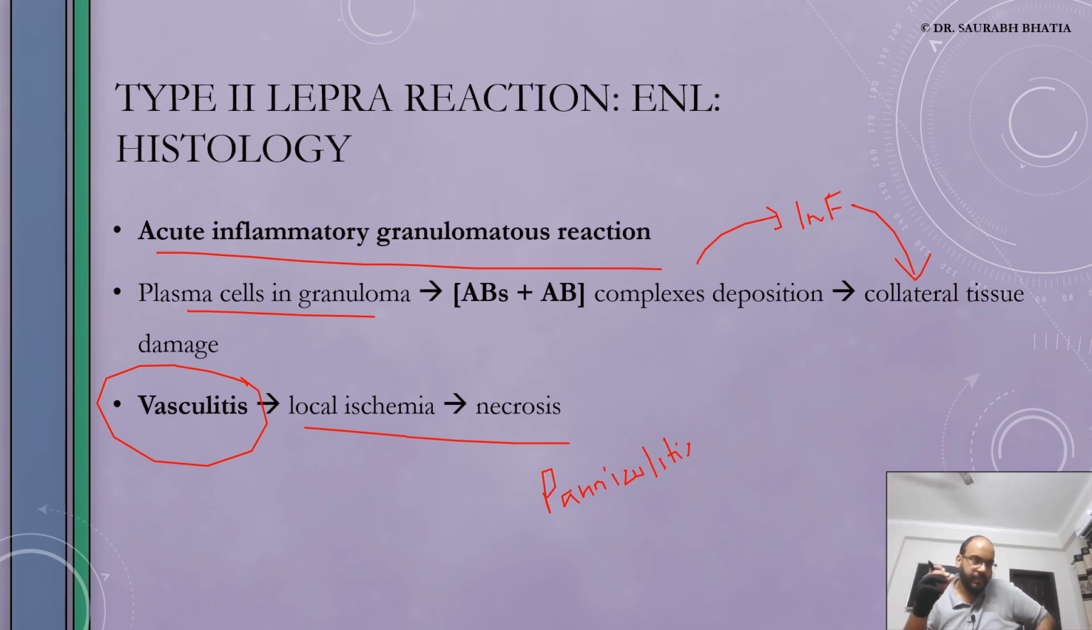So in ENL, what are the different things which separate it from type 1 lepra reaction? You will see a lot more edema, you will see a lot more neutrophils, and you will see vasculitis. You will see deep dermal inflammation in ENL. Okay, let's move forward.